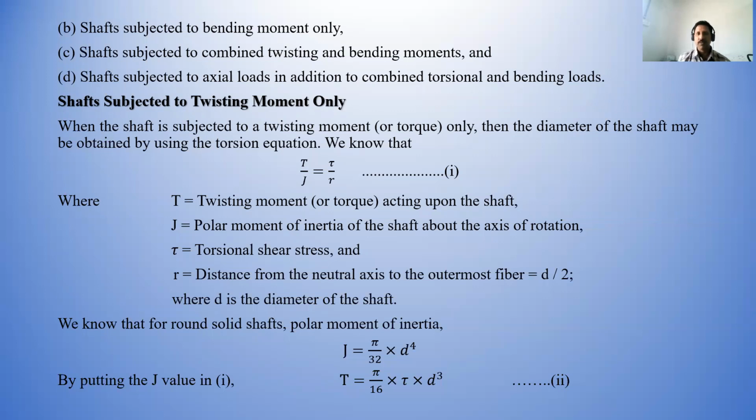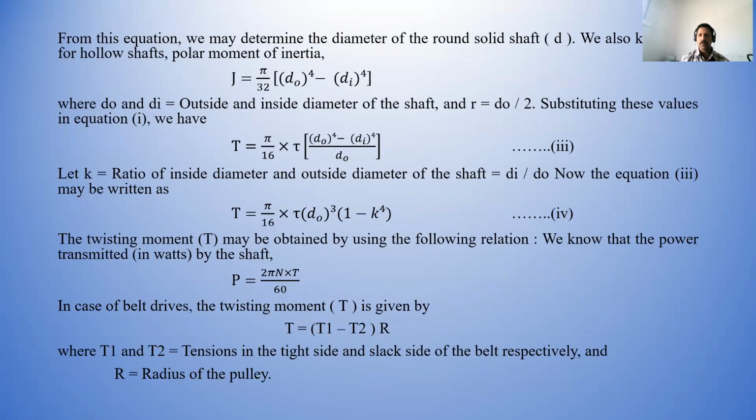If you consider the shaft subjected to twisting moment, we know from the mechanics of solids, in the torsion of shafts, the torsion equation T by J is equal to tau by R. Here T is the twisting moment acting upon the shaft, J is the polar moment of inertia of the shaft about the axis of rotation, tau is the torsional shear stress, and R is the distance from the neutral axis to the outermost fiber, which is equal to D by 2. For a round solid shaft, the polar moment of inertia J is equal to pi by 32 d to the power 4. If we substitute the value of J in the equation, we get torque T equal to pi by 16 tau d cube.